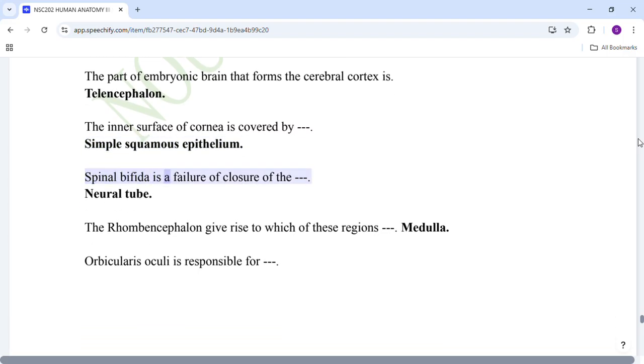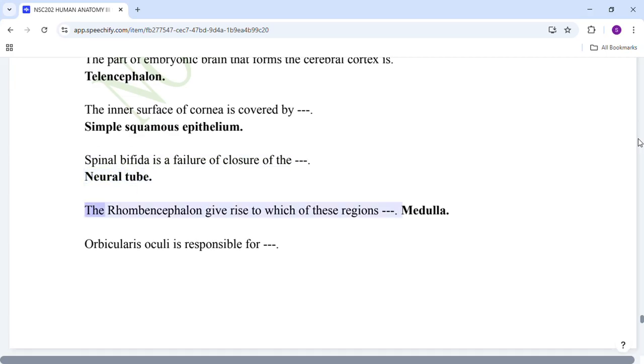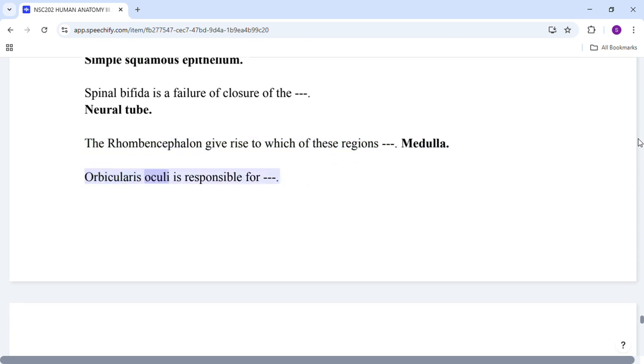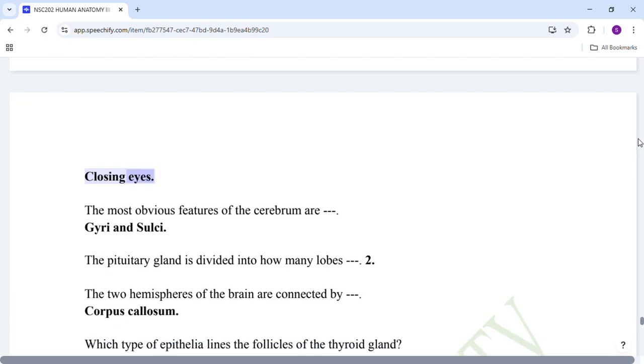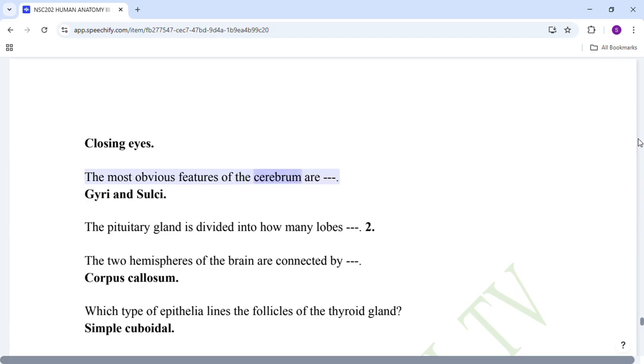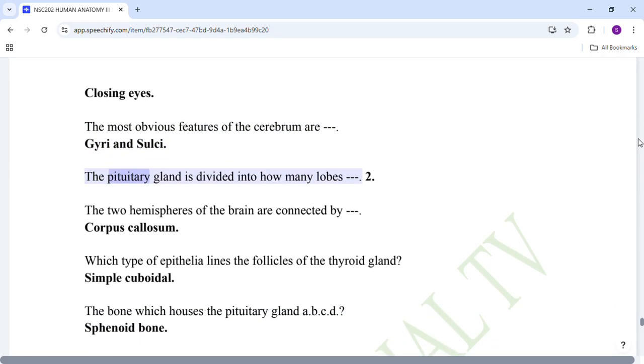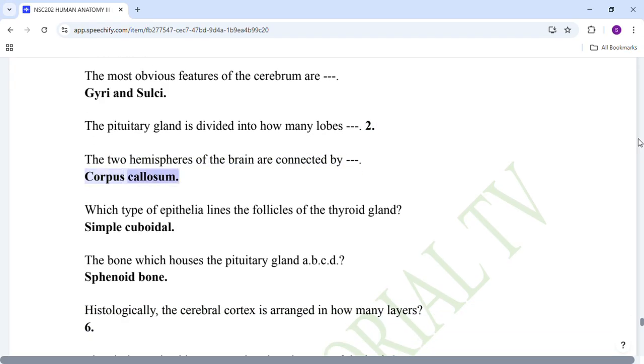Spina bifida is a failure of closure of the neural tube. The rhombencephalon gives rise to which of these regions? Medulla. Orbicularis oculi is responsible for closing eyes. The most obvious features of the cerebrum are gyri and sulci. The pituitary gland is divided into how many lobes? 2. The two hemispheres of the brain are connected by the corpus callosum.